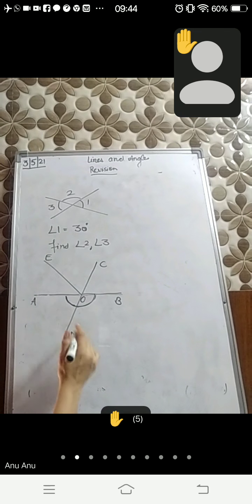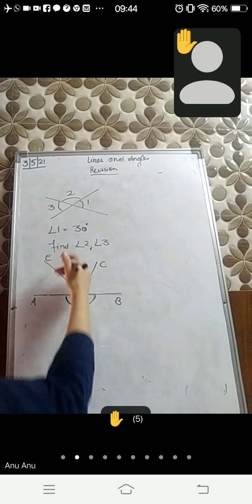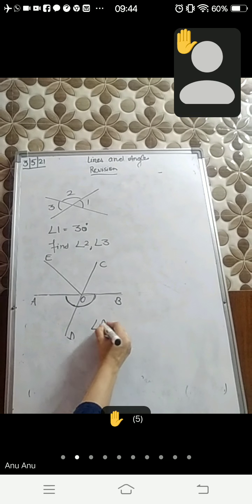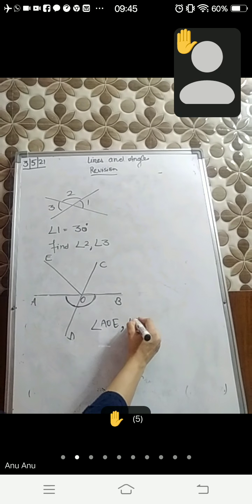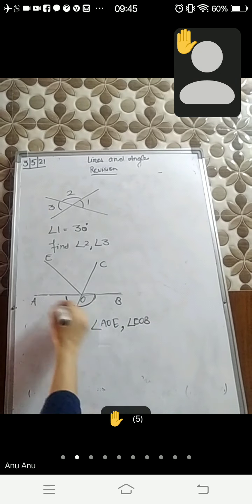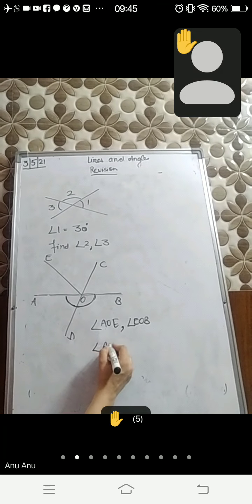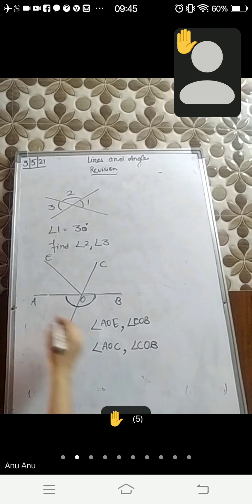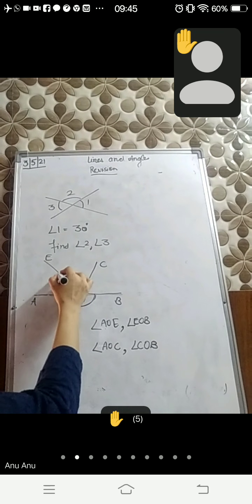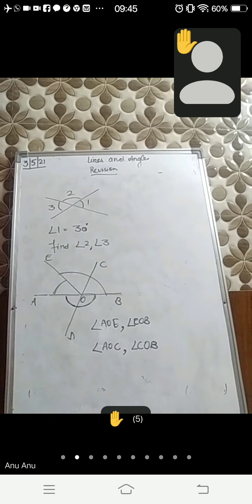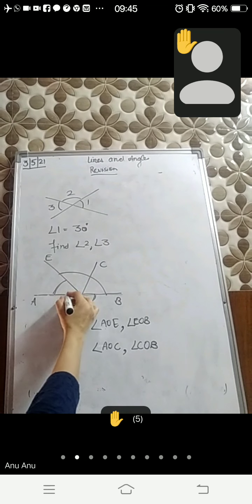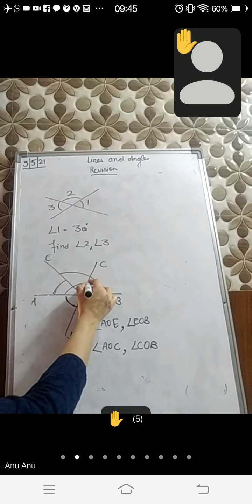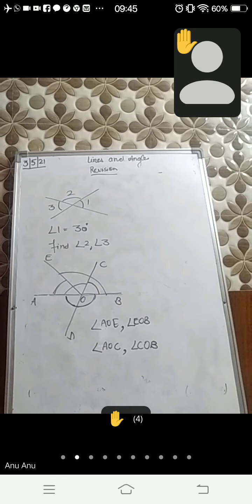AOD and BOD. Second, on the upper side of this line, look: AOE, EOB. AOB, in place of E we can also take AOC and COB. If you take the smaller angle, this is your bigger one. The sum of these two is 180. If you take this bigger one, then you will take this small one. The sum of these two is again 180.